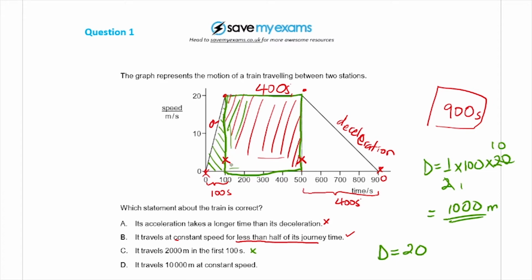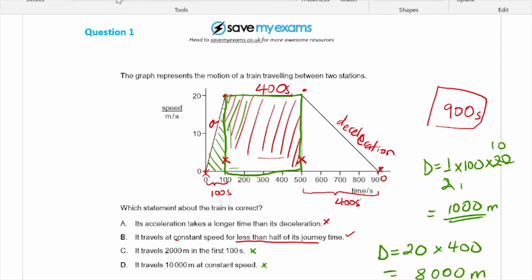Let me call this my length, then let me call this my width. So the width is 500 minus 100, which is 400. So it's 20 times 400. This is going to become 4 times 2 is 8, then the 3 zeros. It travels 8,000 meters, so this is also wrong. So that means that our answer is B. So B is our correct answer for that.